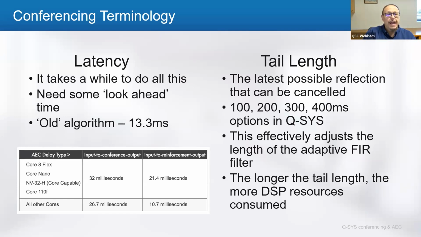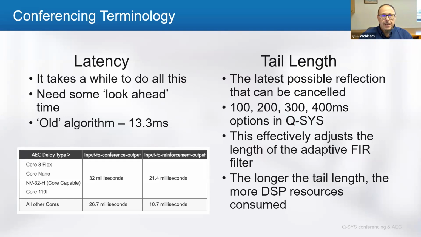Tail length is the latest possible reflection that can be canceled. So everything we're talking about is in time, how long it reflects. Now, the effect, tail length in Q-SYS can be adjusted from 100, 200, 300, or 400 milliseconds. The industry standard today for echo canceling is around 200 milliseconds. And as far as I know, this Q-SYS platform is the only one that allows this right now. There could be other ones that have come out recently, but that allows us to shift from 200 milliseconds to 100, to 300, to 400.